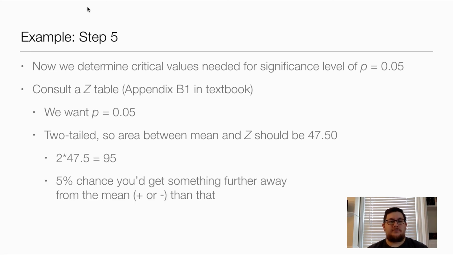So we want something that tells us there's a 5% chance you'd get something further away from the mean above or below than that. So if you look in your z table and you try to find the area between z and the mean of 47.5, you'll find that that is under a z-score of 1.96. I'll go into some more detail on this in another slide. I'll work you through it as an actual example.